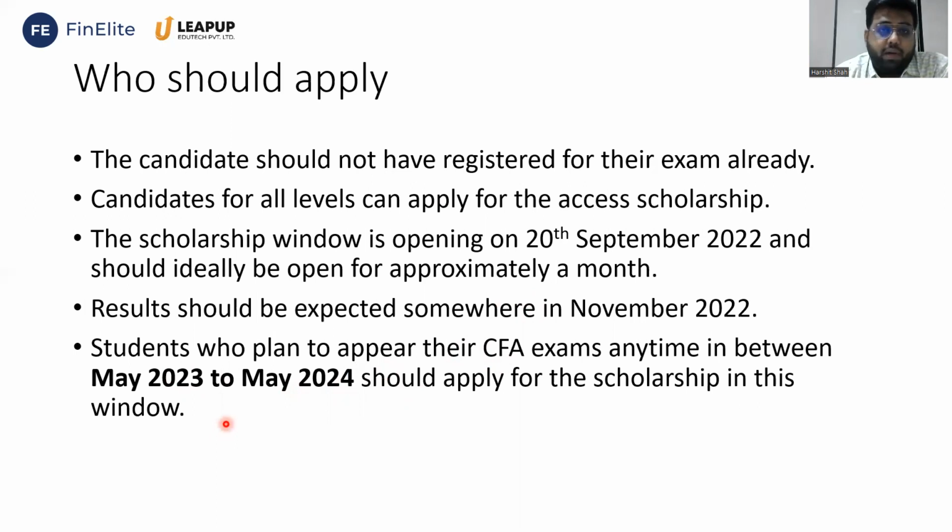If you are a Feb 23 student, do not apply for this scholarship, because ideally you should have applied for the early bird. Even if you have not applied for the early bird, the regular deadline is also at the start of November, so you wouldn't get the results by then. So yeah, May 23 to May 24 is the ideal attempt.